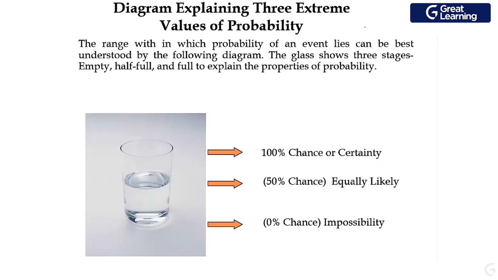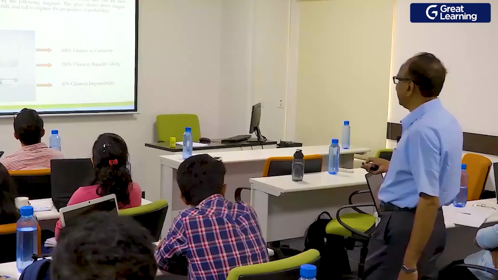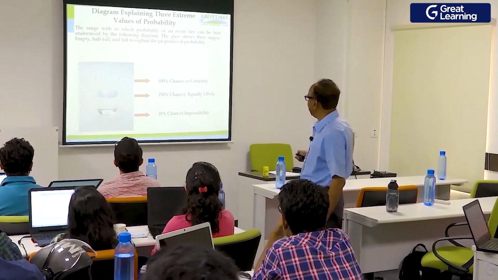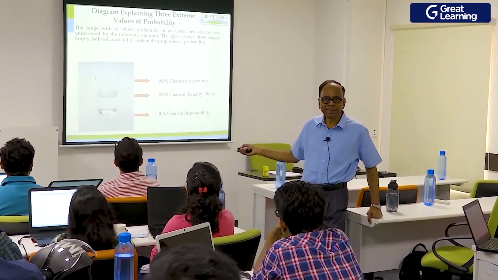Half empty, full empty, 0; half full, 50-50. And glass is full, 100% chance, certainty. So the analogy: when you say the probability under extraordinary conditions can be 0, can be 1, can be 50%, but it's always a number between 0 and 100. Impossible event, certain event. And 50-50 of Amitabh Bachchan, isn't it?